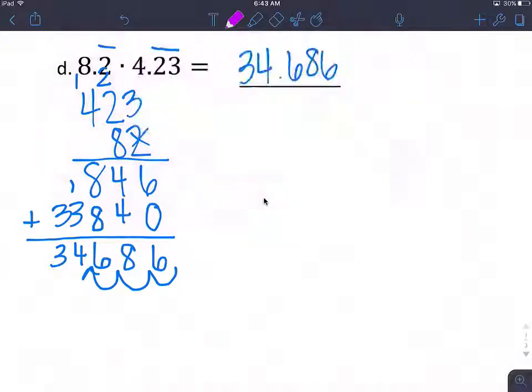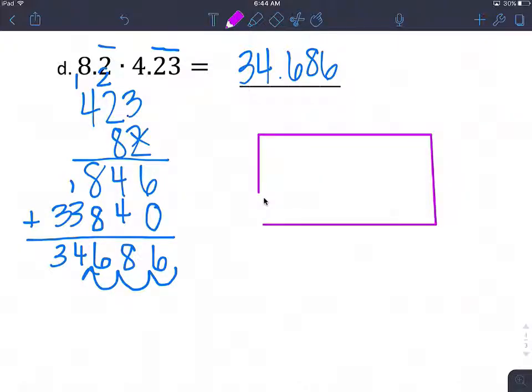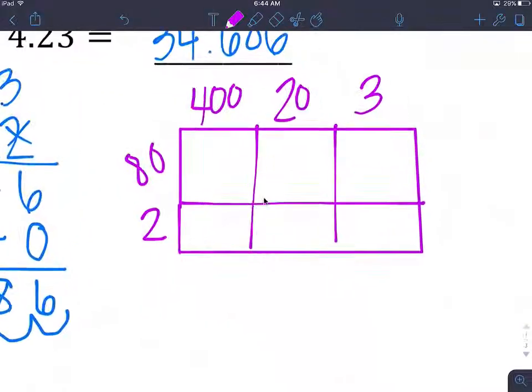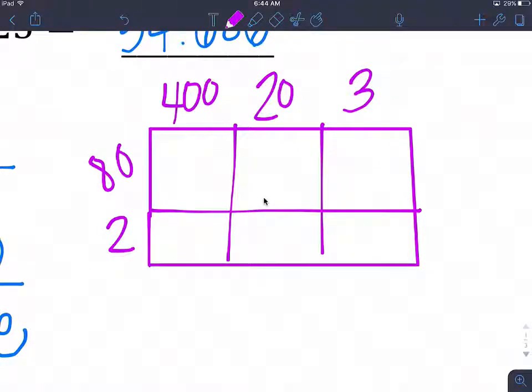Now I can show you our generic rectangle for this one. It's a little bit different. This one is a 2 by 3 box, so it's going to be a little bigger so that you have some good room to write. So I'm going to have 80 and then 2, and 400, 20, and 3. So again, I can do this by ignoring the zeros in my problem to make it easier.